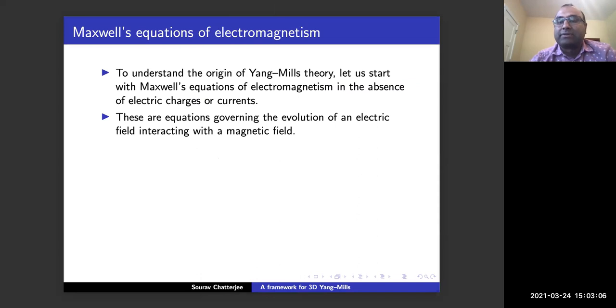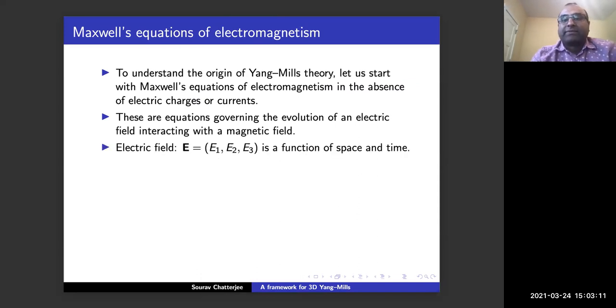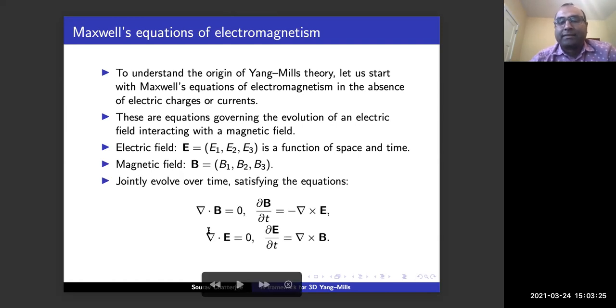These are the equations governing the evolution of an electric field interacting with a magnetic field. What's an electric field? It's a three-vector at each point of space that's evolving in time. The magnetic field similarly is also a three-vector. And Maxwell in the late 19th century discovered that the evolution, in the absence of electric charges or currents, is governed by these four equations. These are Maxwell's equations of motion.